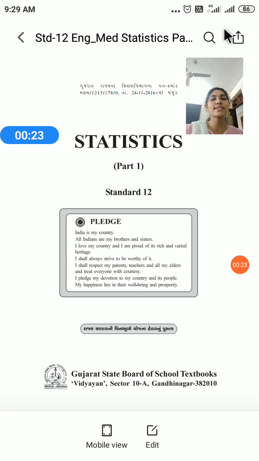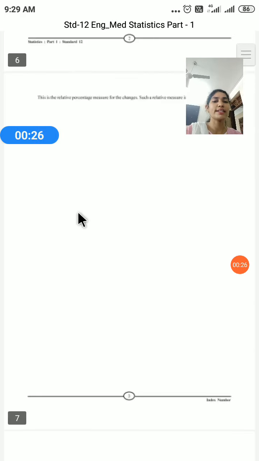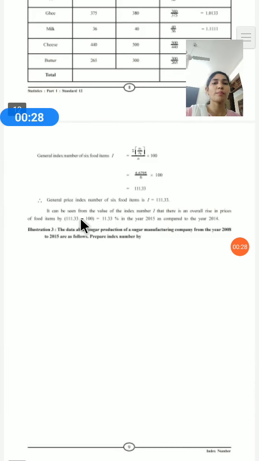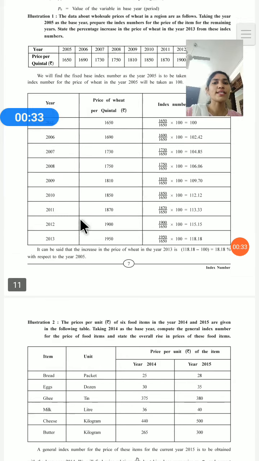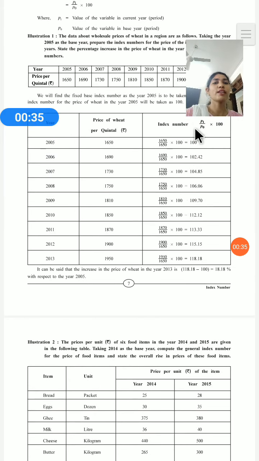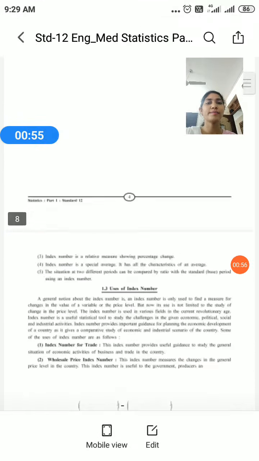In the fixed base index number, you have studied that always the denominator is the same. It means, in the first example you can see that in the formula I is equal to P1 upon P0 into 100, where the denominator is always 1615, 1615, 1615, so this is called a fixed base index number. Right girls? Today we will see the index number by the chain base method. Right?